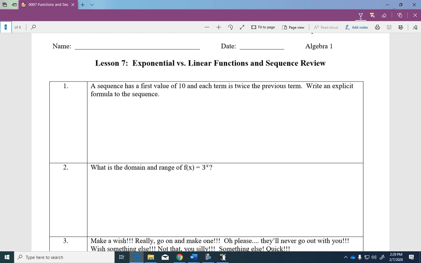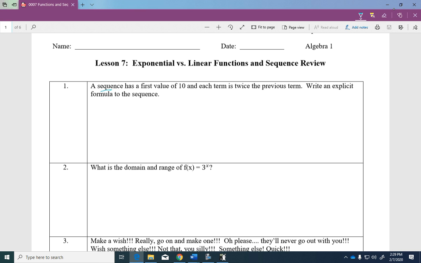Most of these questions, or I could even say all of these questions, are on your test. They're not worded exactly the same way, but you should know how to do every single one of these questions, and then you will be well prepared for your test.